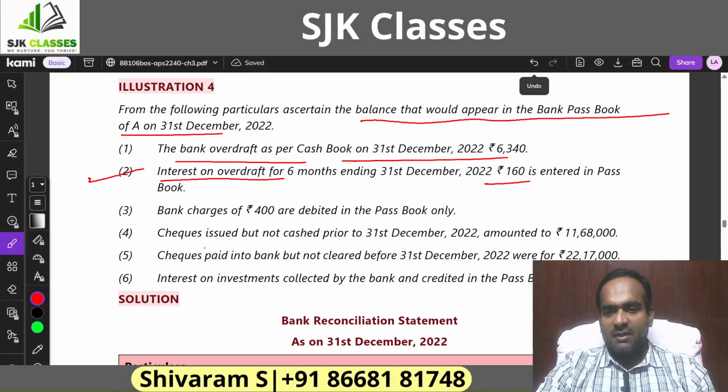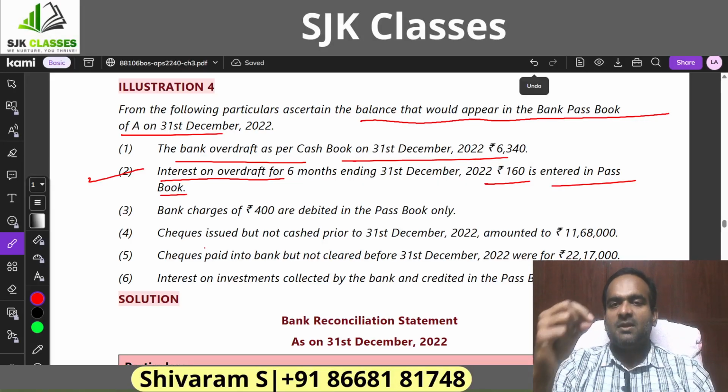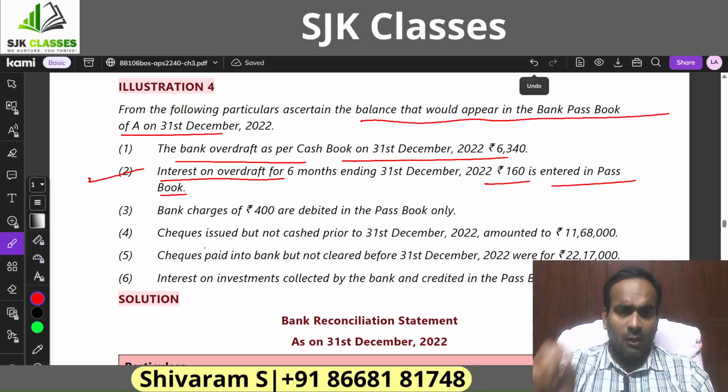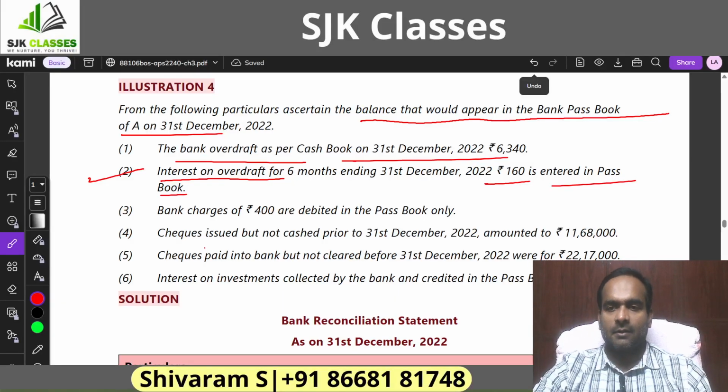The impact is in which book? Entered in passbook. So that means this payment has been captured in the passbook. Now, before going for BRS, I just want to make one thing clear here.